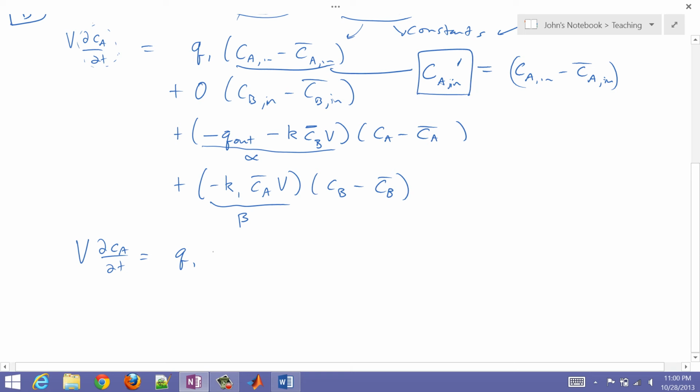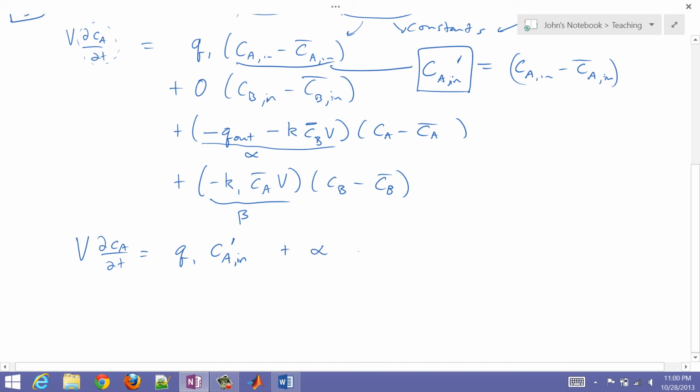And so I'm just going to write this in terms of deviation variables. Put the prime there. And then I have plus alpha times CA prime. Now this is a function of time, and then plus beta times CB prime. Now you see this is CA right here. We want to get that into CA prime.